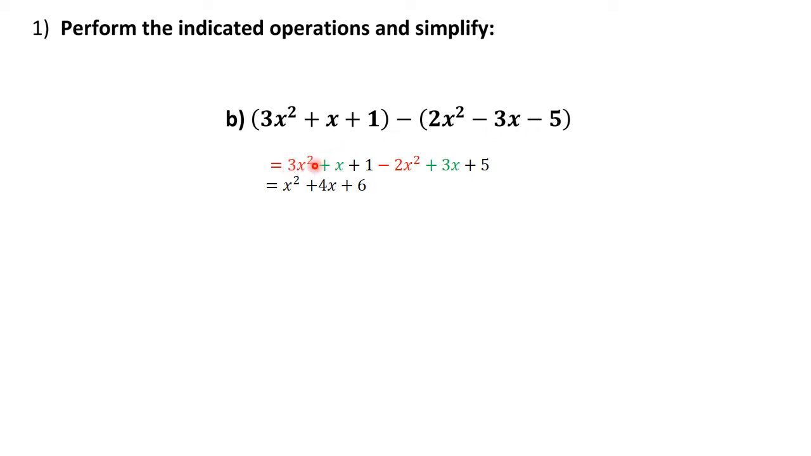We'll get 3x squared plus x plus 1. For the second expression, there is minus sign outside. So if there is minus sign outside the bracket, change all the signs inside the bracket. Minus 2x squared, minus minus plus 3x, minus minus plus 5. So now we have to add the like terms. 3x squared minus 2x squared will give us x squared, plus x plus 3x is 4x, plus 1 plus 5 is 6.